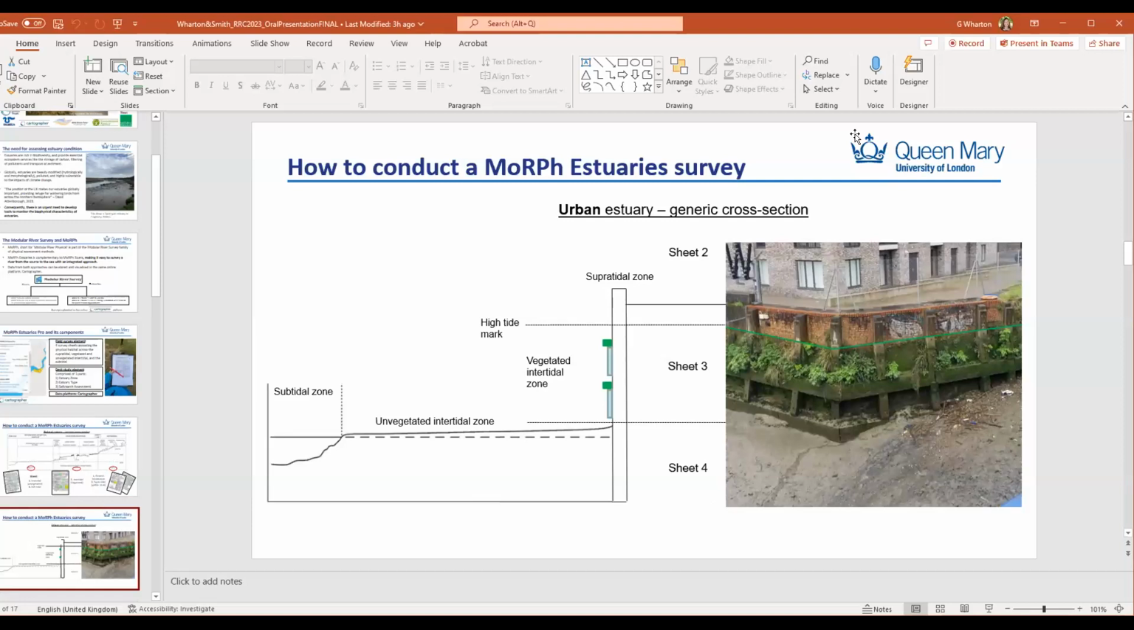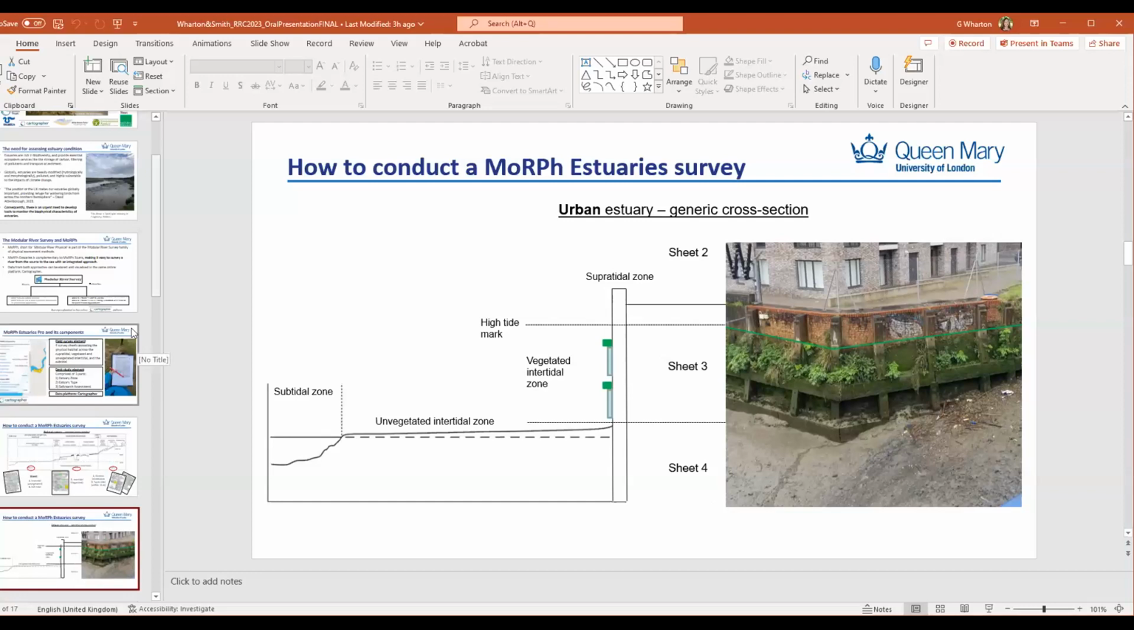This is Deptford Creek that Hannah was talking about. If you have a very developed urban estuary, you would have your supratidal zone, then your vegetated intertidal and unvegetated intertidal, and further down, if you go off this slide, you'd be into the subtidal zone. So that's very brief, but I'm happy to explain more in detail later, and maybe that gives you an idea.